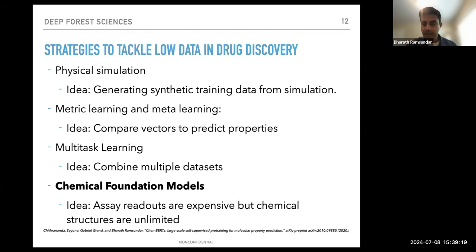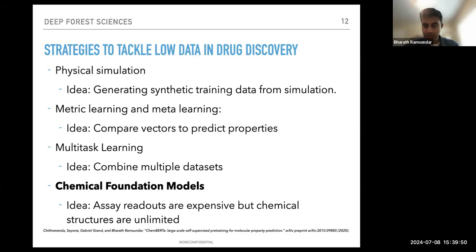So, jumping ahead, going back to the fundamental problem of low data that I just mentioned, there's a wide variety of strategies you can use to tackle this low data problem. A lot of them I won't cover in this talk, but I'll briefly mention some. You can augment your training data with physical simulations. You can use ideas from meta learning and metric learning to make the most of low data. You can do multitask learning, or you can use chemical foundation models.